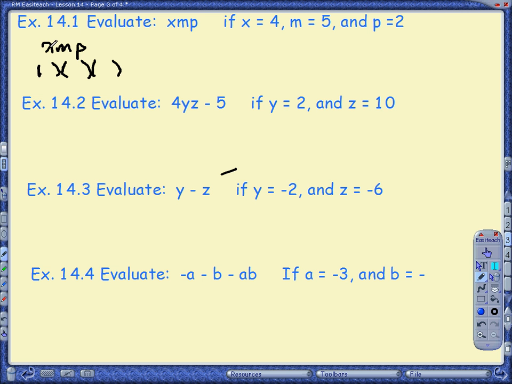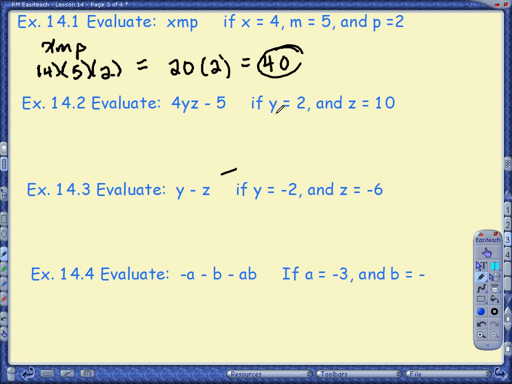So this parentheses is holding the place for x, and x is equal to 4. This parentheses is holding the place for m, and m is equal to 5. And the final parentheses is holding a place for the value given to p, and p is 2. So we have 4 times 5, that equals 20, and then 20 times 2, and our answer would be 40.